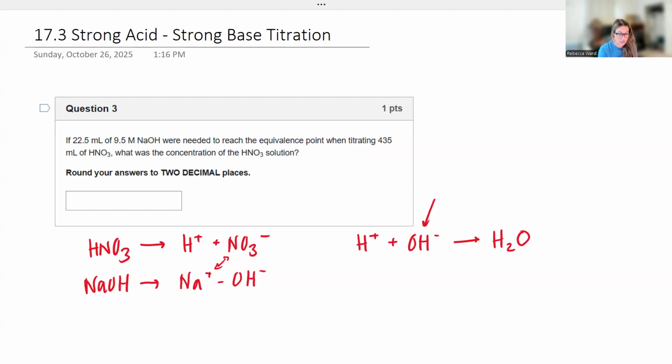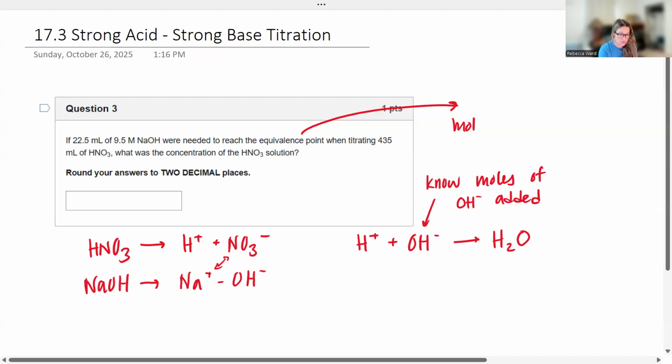So we know the moles, or we can calculate the moles. We know the moles of OH minus added. And at the equivalence point, the definition of the equivalence point is that the moles of OH minus, and I should do moles rather than concentration brackets, which I just apparently really want to do, equals moles of H plus. So if we can calculate this, then we can calculate the concentration that we had of H plus.